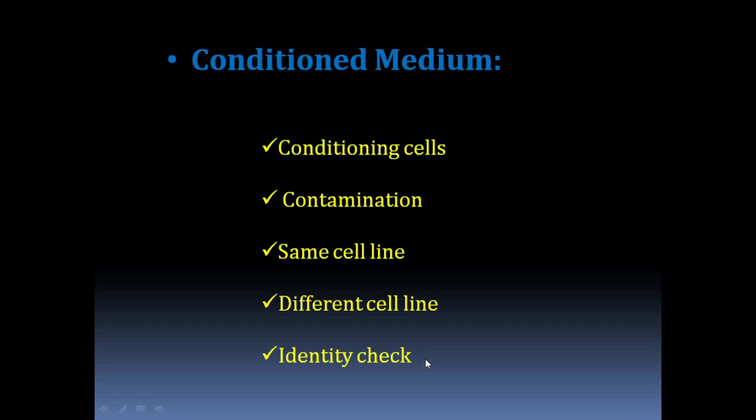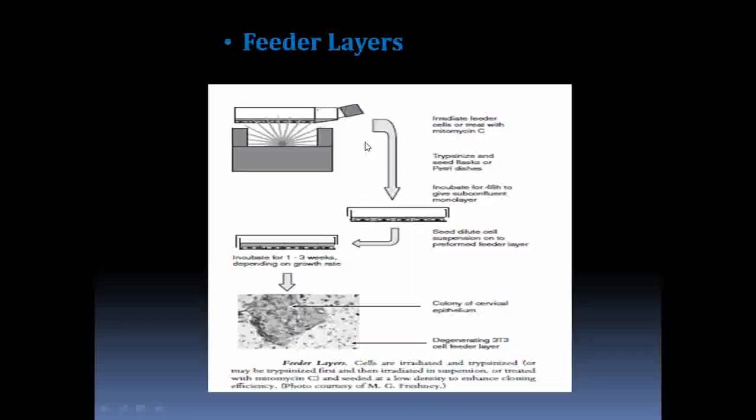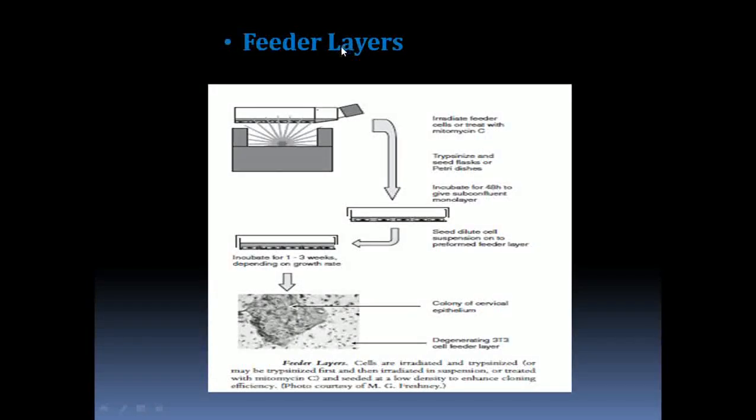Once I am done with the cloning, I need to check whether that particular clone is from my conditioning cell, or else it is a growth of my cell of interest. Fine, understood? This is how we use a conditioned medium. We have another way too: rather than using a medium, I can use the cell itself to act as a feeder. So that topic is your feeder layer, right?